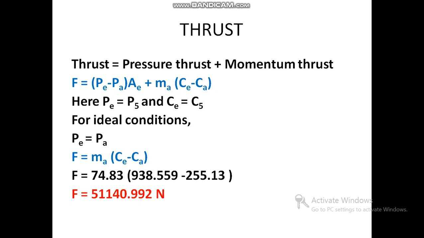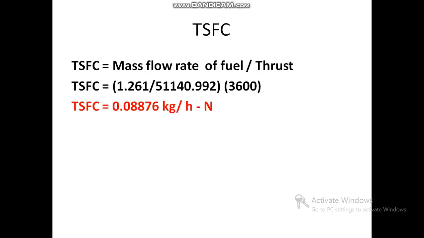In the previous slide I have mentioned your exit pressure is equal to the ambient pressure. So therefore P is equal to P5 and C is equal to C5. For the ideal condition we have taken that P is equal to PA. When P is equal to PA, your pressure thrust becomes 0. So therefore we have only the momentum thrust. So F is equal to m a into (CE minus C). By substituting the mass flow rate of air, the exit velocity and the inlet velocity, we will get the thrust value as 51140.992 Newton.